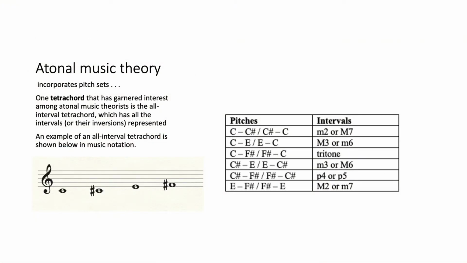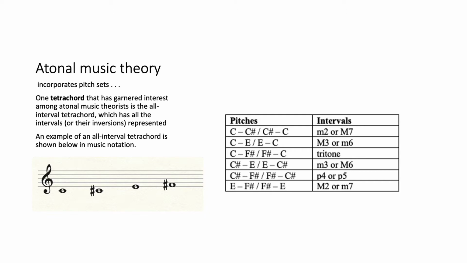Atonal music theory incorporates the idea of pitch sets, and in fact focuses on the idea of pitch sets quite a lot. One of the tetrachords that has garnered interest among atonal music theorists is the so-called all-interval tetrachord, which has all of the intervals or their inversions represented. As an example of an all-interval tetrachord, we have the music here of C, C sharp, E, and F sharp.